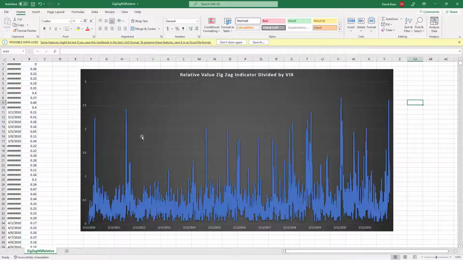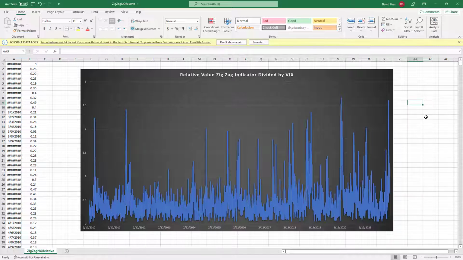And I've created this. I made several videos today working on this relative value Zig Zag Indicator divided by the VIX. Basically, instead of using 50 points, we're using 1/3 of 1%. So 1/3 of 1% in the current market is about 50 points. 1/3 of 1% of 15,000 on the NASDAQ is 50 points, but that's not relative to previous index values.